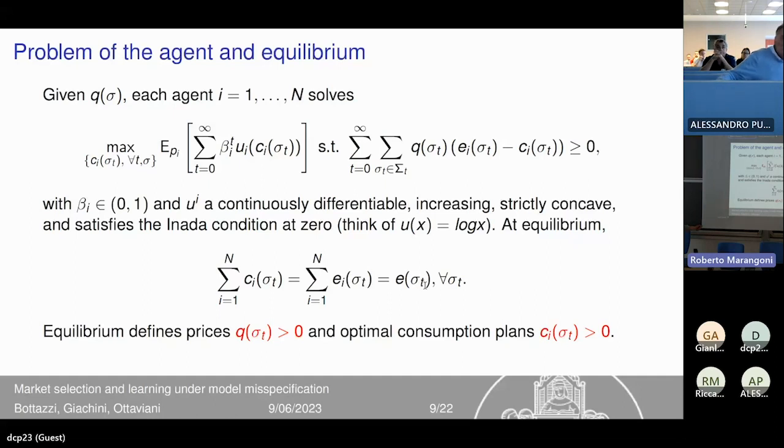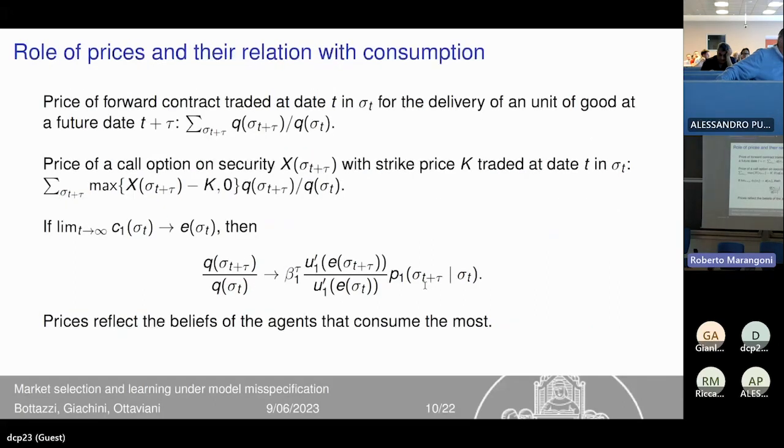Okay, so all this structure is based on what the agent believes about the future, which is captured by a measure on the sigma process of the agent I. So this is an individual agent.